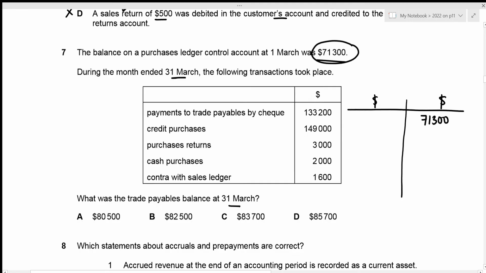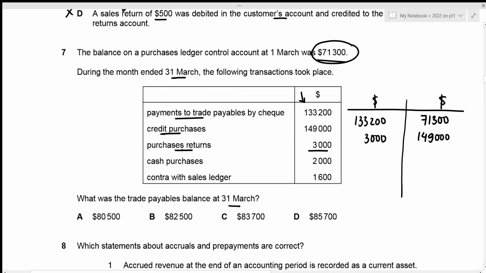Then the first transaction is the payments to trade payables by check. So the payments made to trade payables will reduce the total amount owed to the suppliers, which means that this will be recorded on the debit side. So that's 133,200. Then we have credit purchases, which increases the amounts owed to our suppliers, which will be recorded on the credit side. So that will be 149,000. Then we have purchases returns, which will reduce the amount owed to our suppliers. So this will be recorded on our debit side.